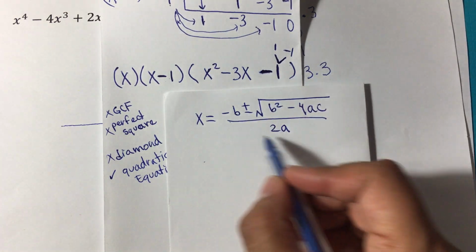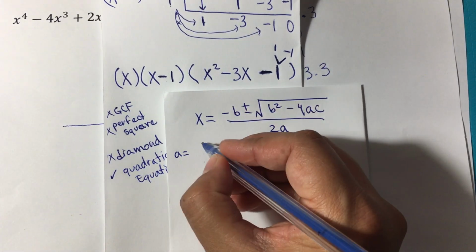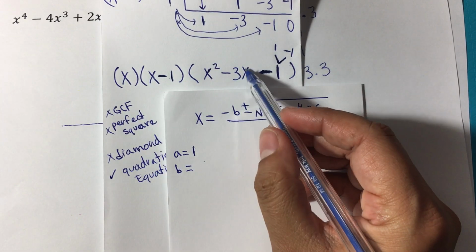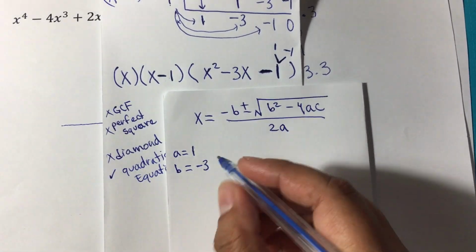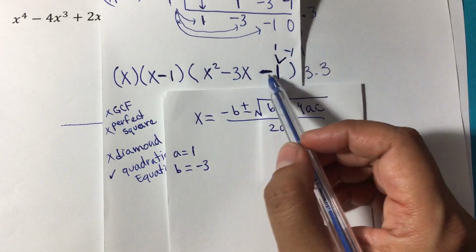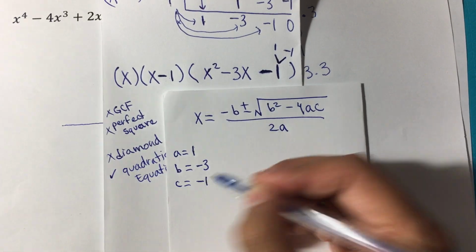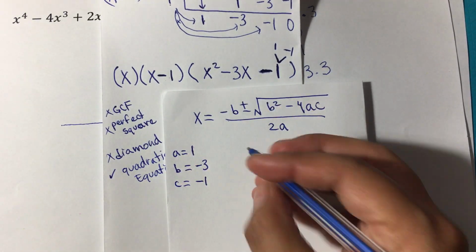What is A, B, and C? A is always with the coefficient of x squared. In this case it is 1. B is always with x. The coefficient of x is -3. It includes the sign. And C is the constant. So C is -1. And so I'm just going to be replacing these values in my quadratic equation.